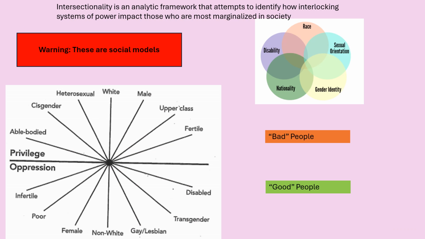Intersectionality is in the AP framework. This is where you start to see some of these models. Intersectionality, again, is about that overlap. You might see another social model.